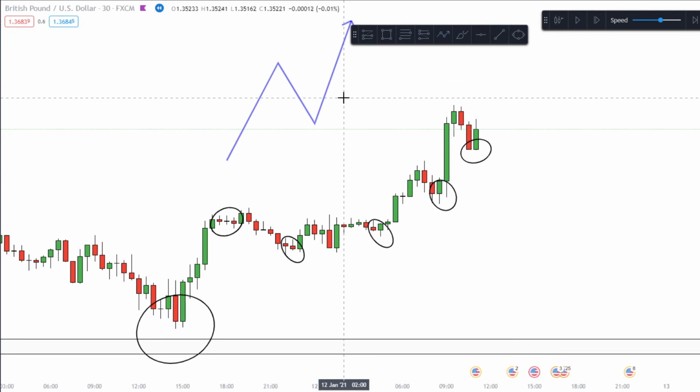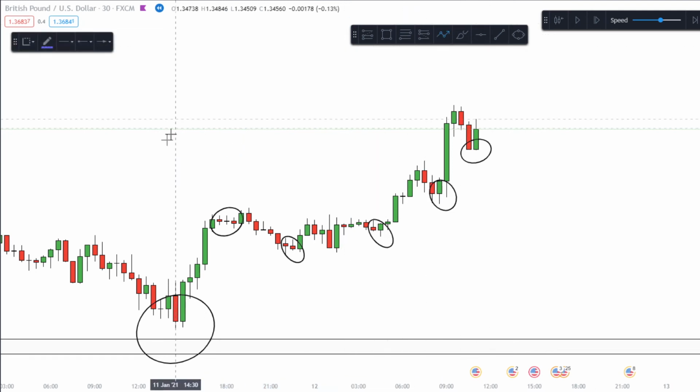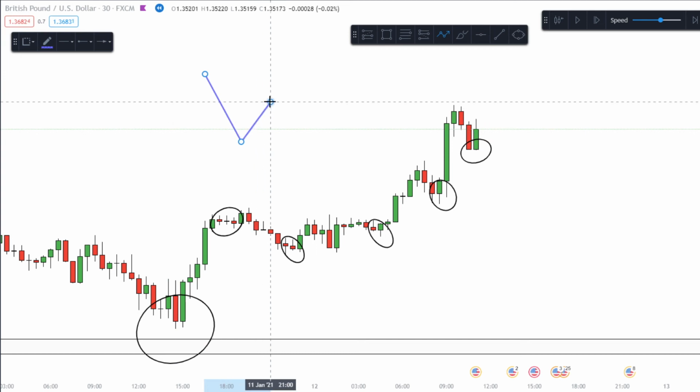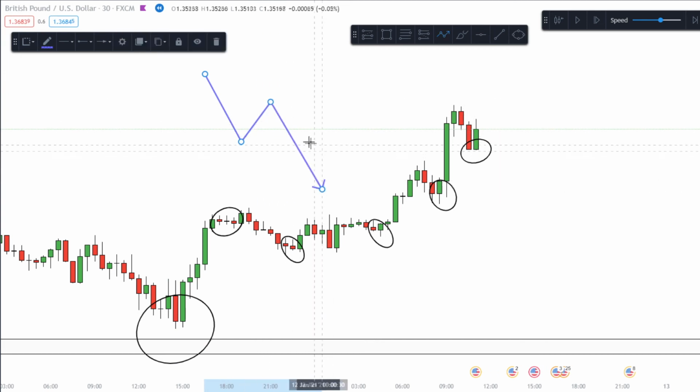If we're in an uptrend and if we're in a downtrend, it will simply be push, exhaust, enter here, push, okay?